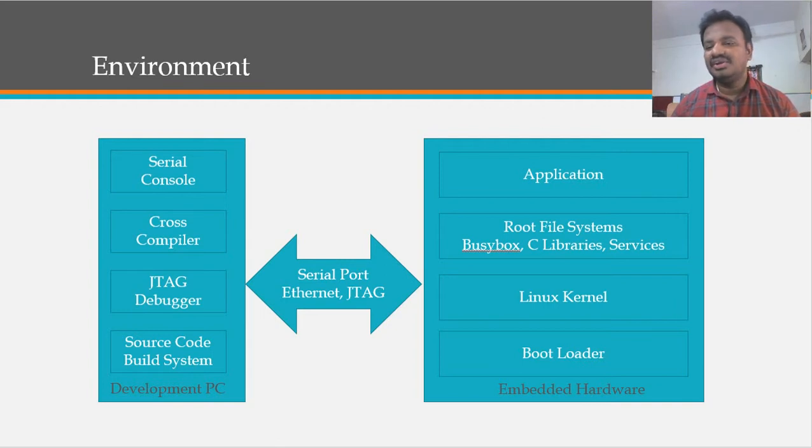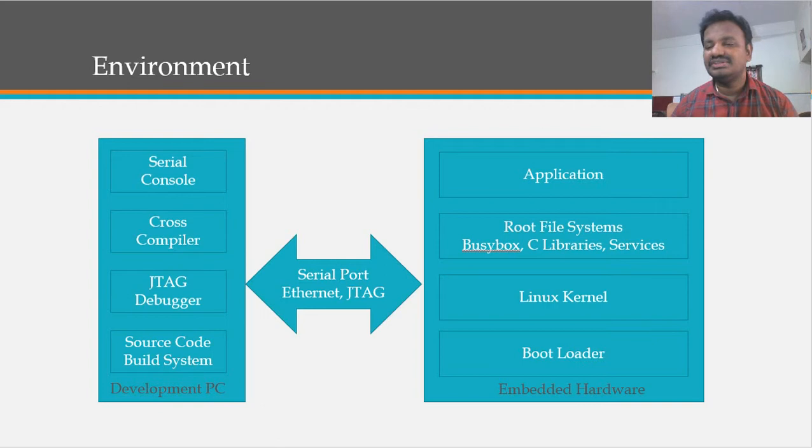For that, in order to create images for a bootloader or anything, we need source code. Whatever the embedded hardware, we should have a source code based build system in the development PC. And we have the JTAG debugger, which is used to debug the embedded hardware, and the cross compiler. A cross compiler is a compiler which generates output that is going to run on another platform. That is the cross compiler.